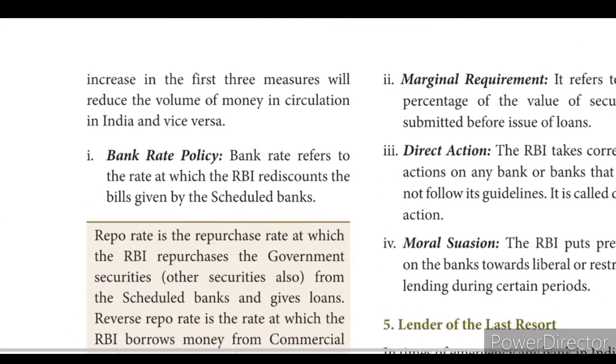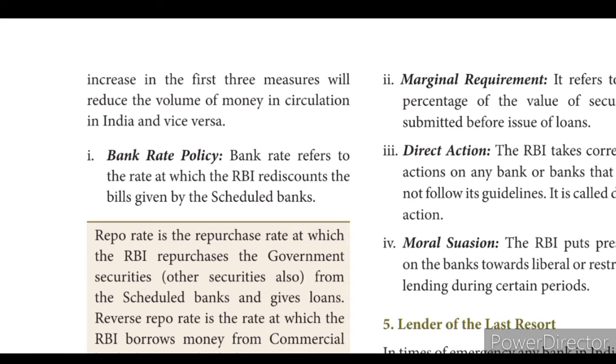An increase in the first three measures will reduce the volume of money in circulation in India, and vice versa. So the next three measures that we are going to talk about will actually reduce the volume of money in circulation in India. So when they do something, what happens? The circulation of money itself goes down. Let's see that now.